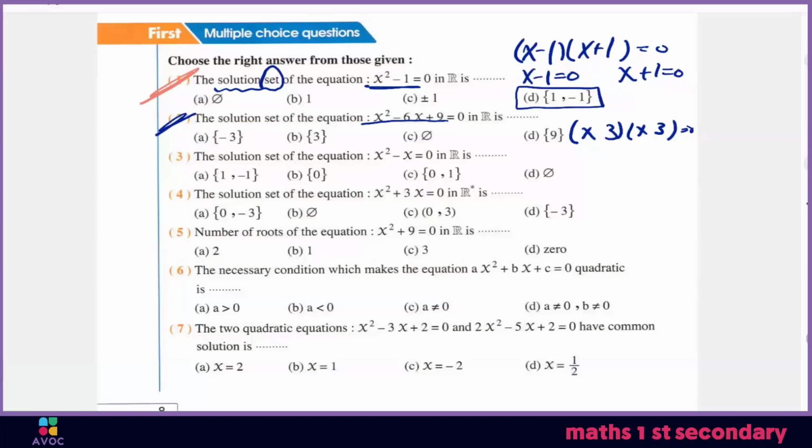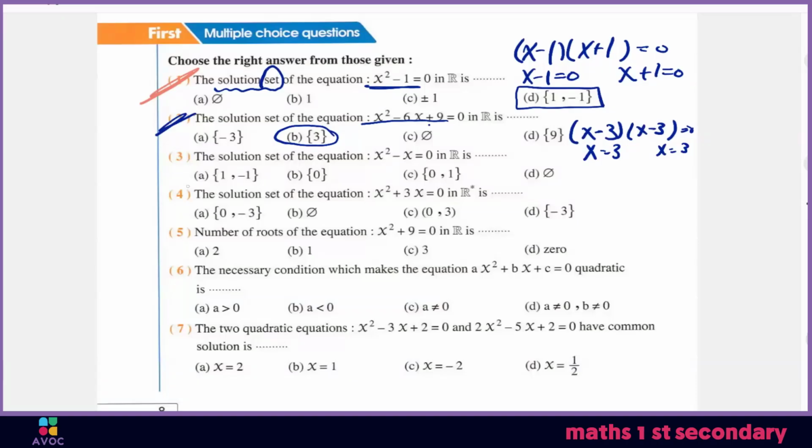The last sign is positive, so the two signs are the same, like the negative, like the middle. So the first factor, x minus 3 equals 0, so x equals 3. So the solution set will be 3. Okay? Do you understand? Okay.